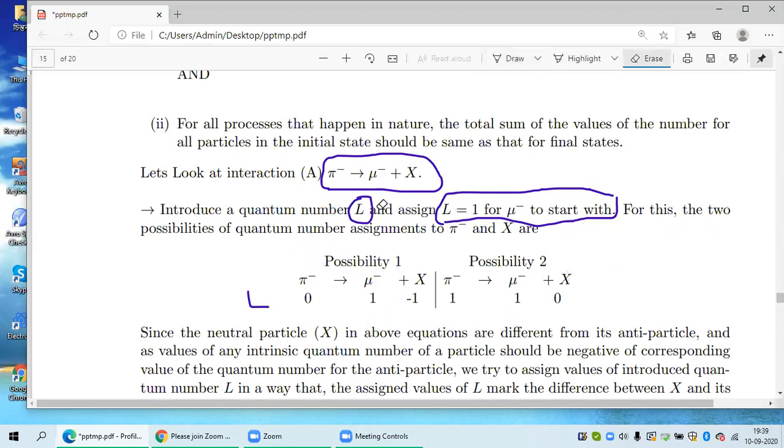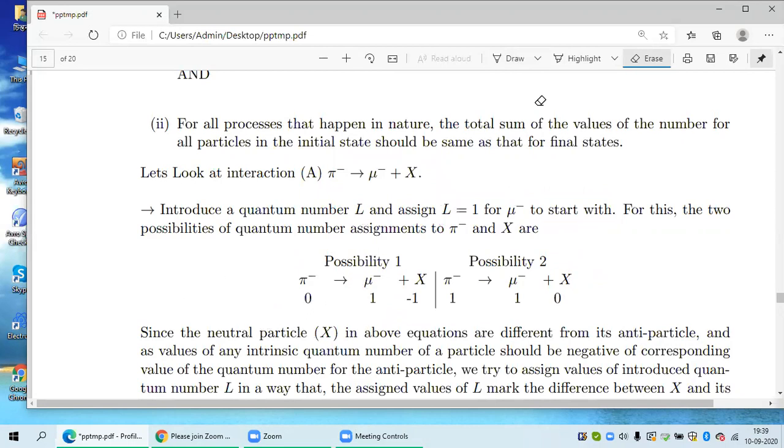Yes, sir. So possibility 1 is the sensible choice of quantum numbers for pion and x for a given choice of L of mu. So this is initialization. So this is conventional. You can take minus 1 to start with, and you will get plus 1 for x.